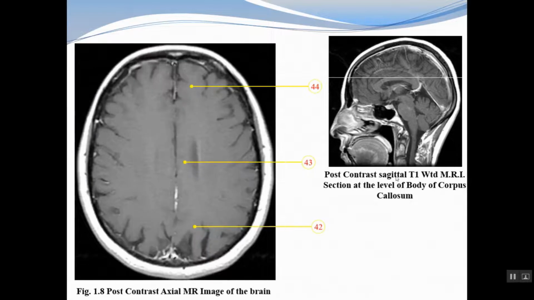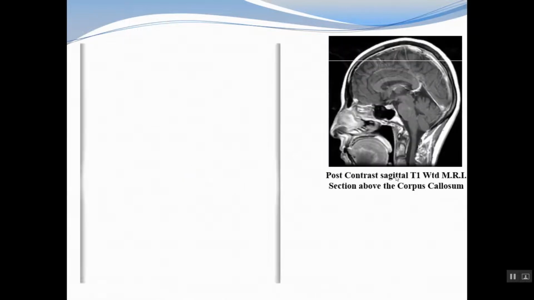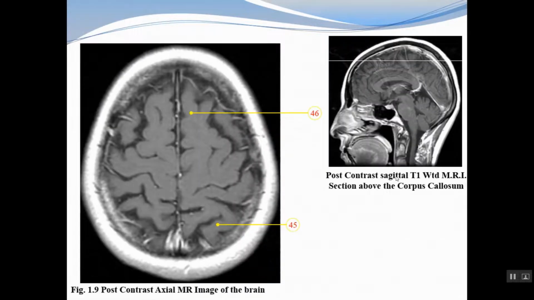Next level will be at the level of the body of the corpus callosum. We'll see the frontal lobe. This is the frontal lobe. This is the parietal lobe. Okay, and this is the body of the corpus callosum. Higher supraventricular cuts above the level of the corpus callosum, supraventricular cuts, the frontal and parietal lobes.